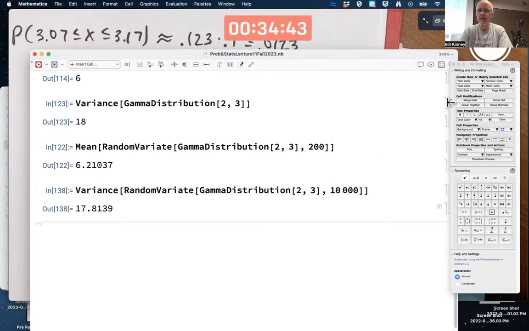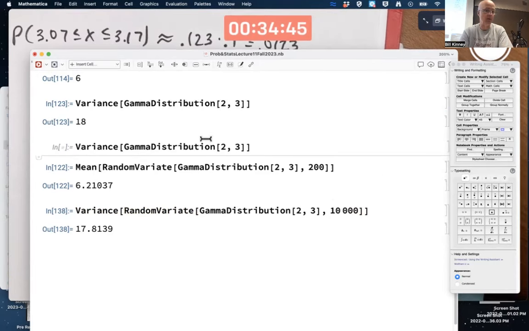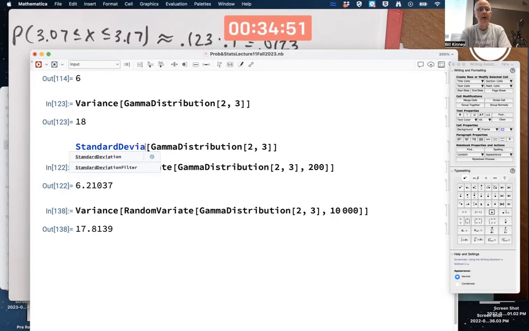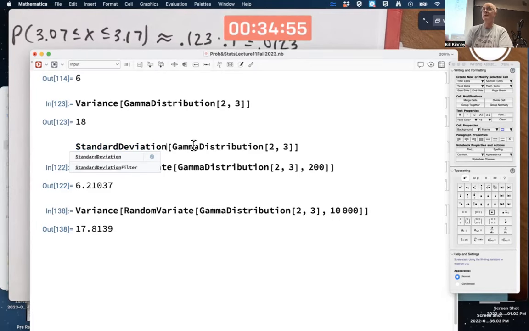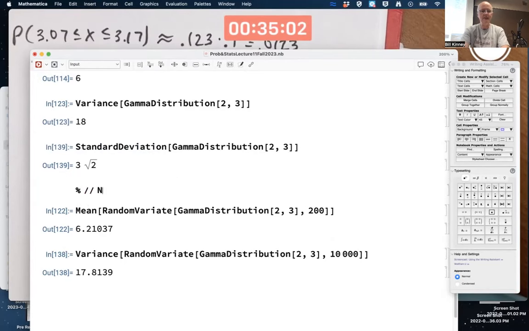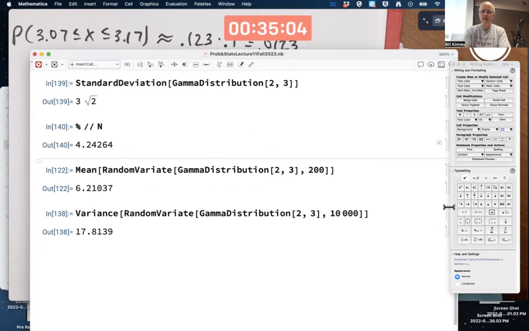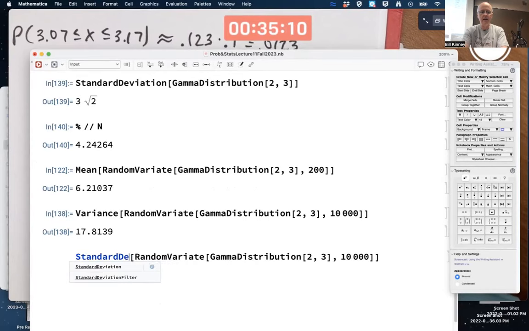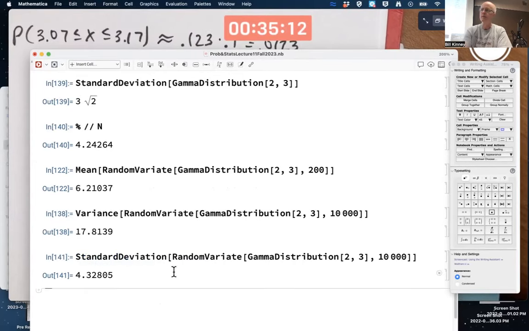How about standard deviation? Can we do that too? Well, it'd be the square root of 18, right? How's Mathematica? We're going to write the square root of 18. Probably is the square root of 9 times the square root of 2, which would be 3 times the square root of 2. Yeah. Which is approximately 4.24. The standard deviation of simulated data is close to 4.24.